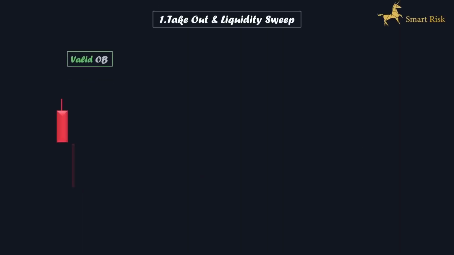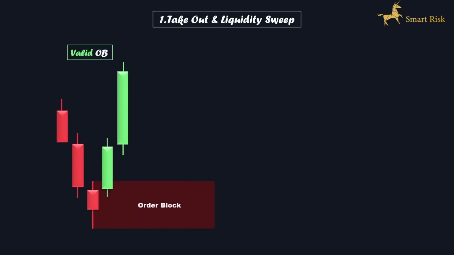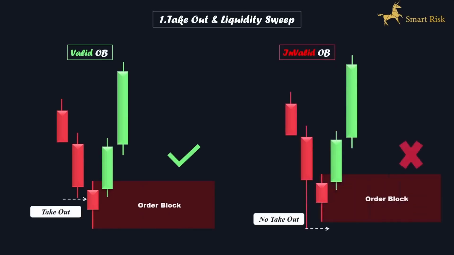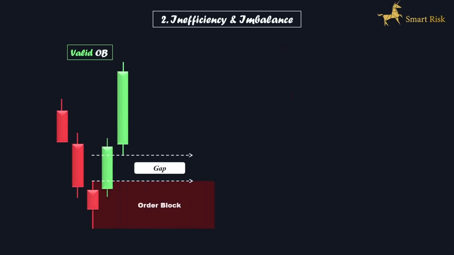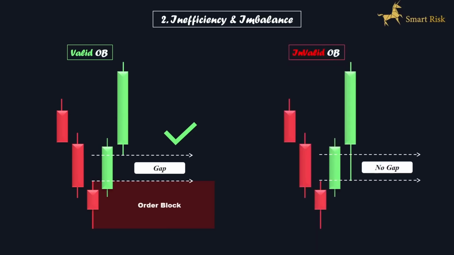It's crucial to note that to have a confirmed and valid order block, firstly, price must take out and sweep the liquidity above or below the previous candle to form a valid order block. Secondly, price must leave inefficiency behind and generate imbalance near the order block area. If there is no proper imbalance between the subsequent candles, then the identified order block cannot be considered valid.